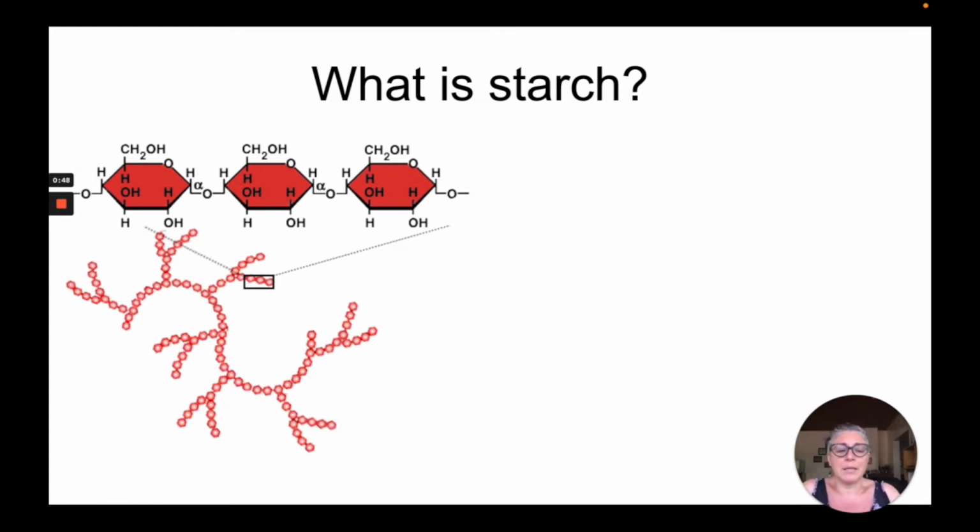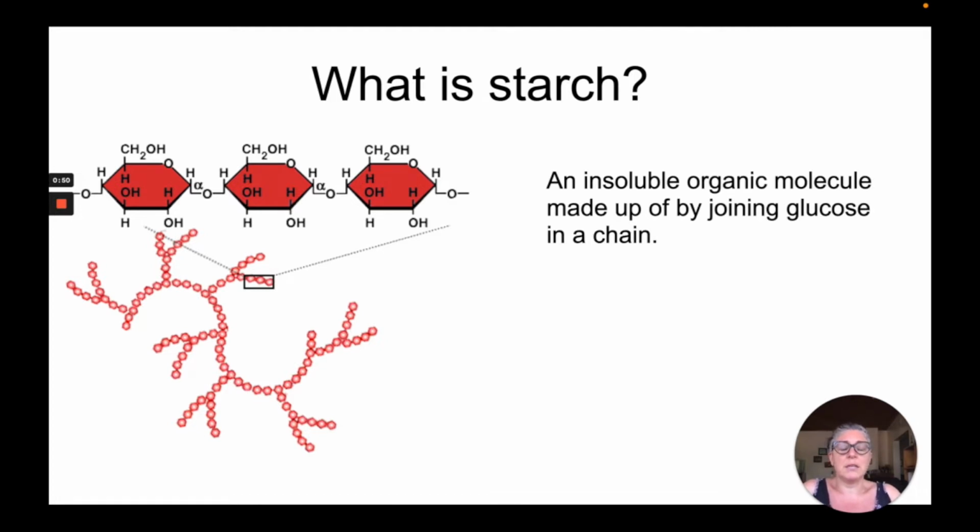So we see that starch is an insoluble organic molecule. That's something you already should know from your study of biological molecules. Remember, we talked about the fact that plants have starch grains in their leaves. So photosynthesis is happening, glucose is being produced, and because glucose is soluble, it potentially could be used for respiration, and that may not be what the plant needs at that time. So it wants to store it before it can be used in another way.